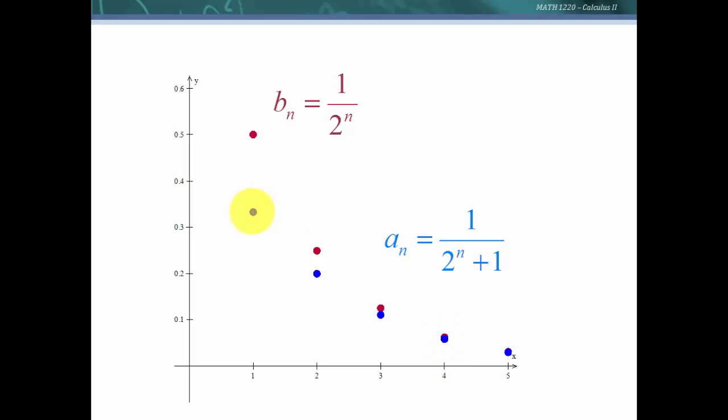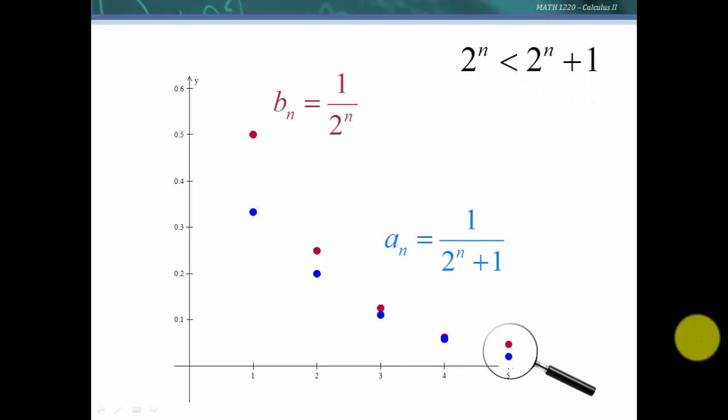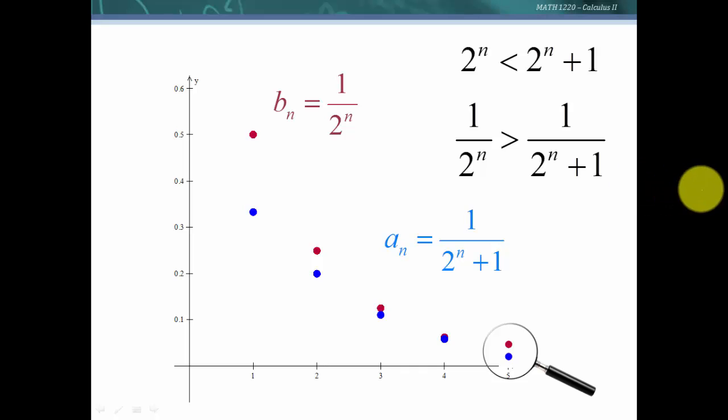We can see that the terms of A sub n are always less than the terms of B sub n. Even when they get very close together, if we zoomed in, we can see that A sub n is always less than B sub n, and that is because 2 to the n is less than 2 to the n plus 1. If we add 1, of course, we get a larger number, so when we take the reciprocals, that reverses the inequality. 1 over 2 to the n is going to be greater than 1 over 2 to the n plus 1, because we know that if the denominator of the fraction is greater and the numerator is the same, this will be the smaller fraction.